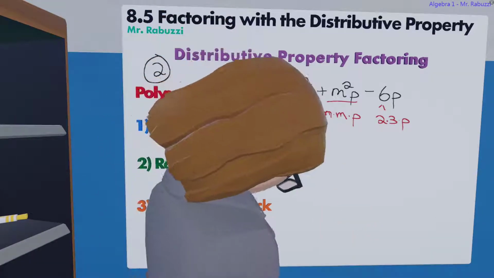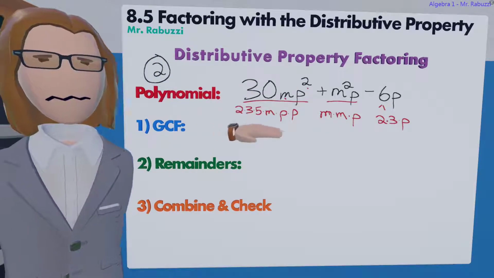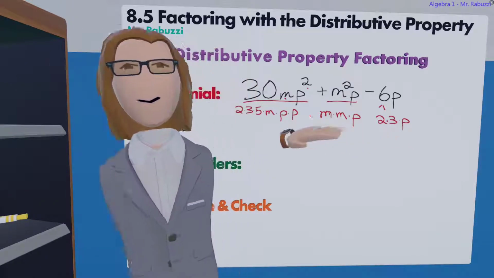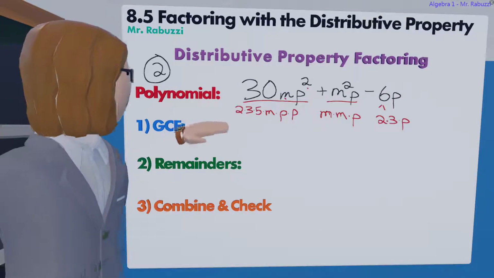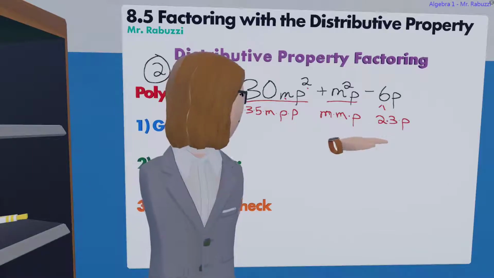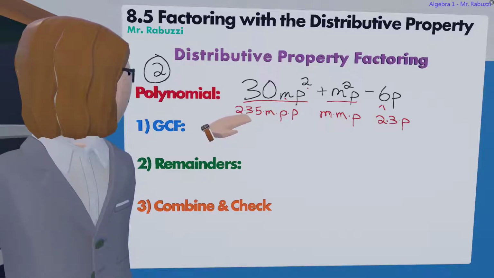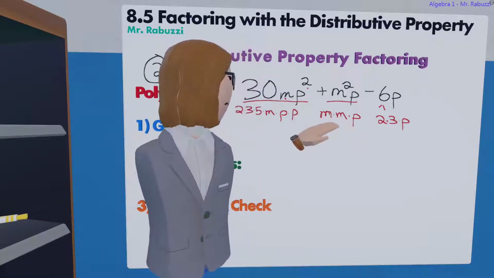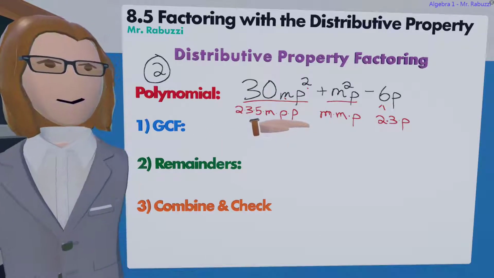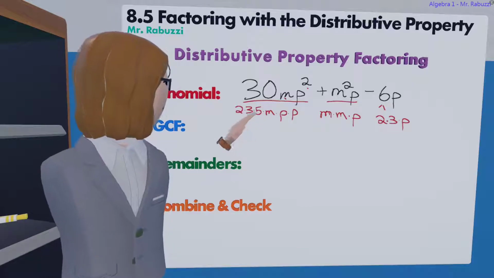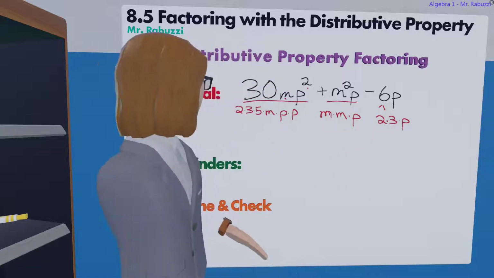Now we check for GCF. When we have 3 different sets of factors, we need to check all 3 to see if there's a match for our GCF. So 2. There's a 2 at the end, but there's not a 2 to match in the middle, so no 2 circling. 3. There's a 3 at the end, but this one doesn't have a 3, so we can't circle it. 5. Nope, they don't have 5s. M. Here and here, but this one doesn't have an M, so we can't circle it.